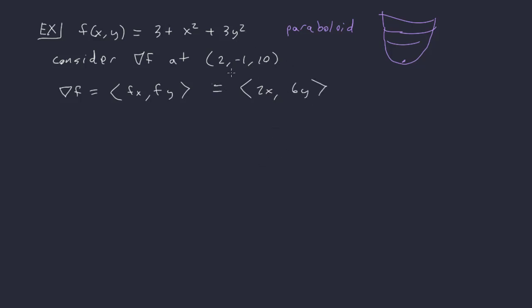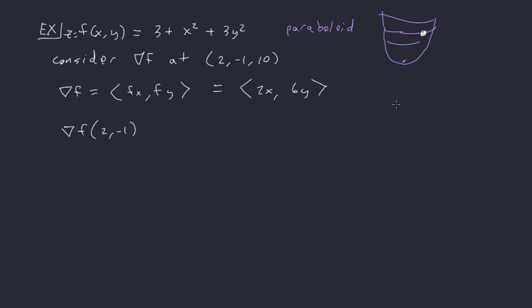6y. Okay, if you're curious where this point came from, I just picked 2 and negative 1 and put it into here, which will give you the 10 for your z. All right, now at the point 2, negative 1, notice we don't put the 10 in here because 10 is the z value that we get out here on the surface itself. So that point is on the surface here, but the gradient is just a two-dimensional vector.